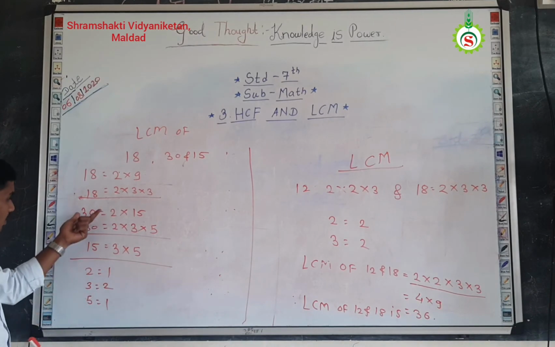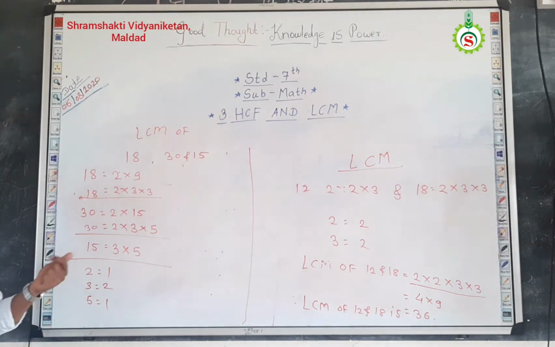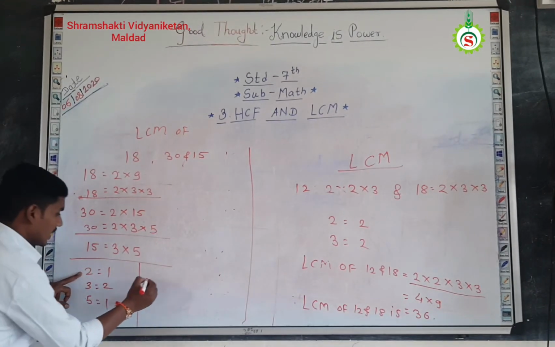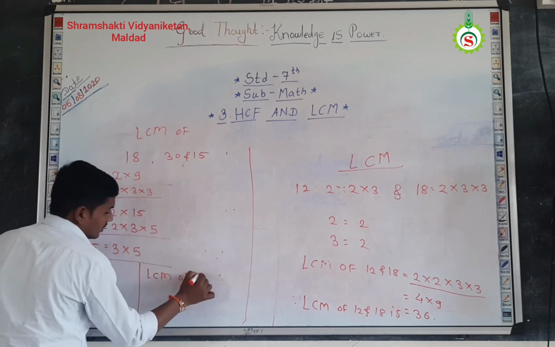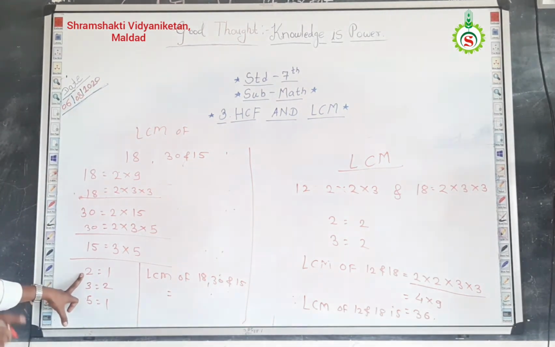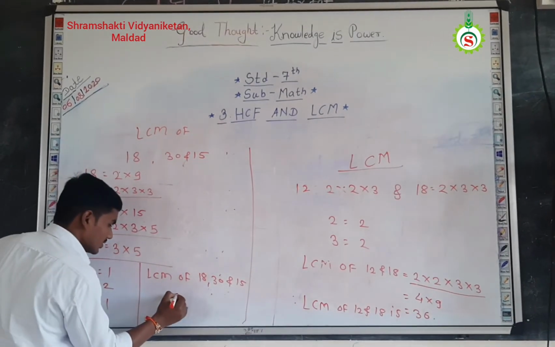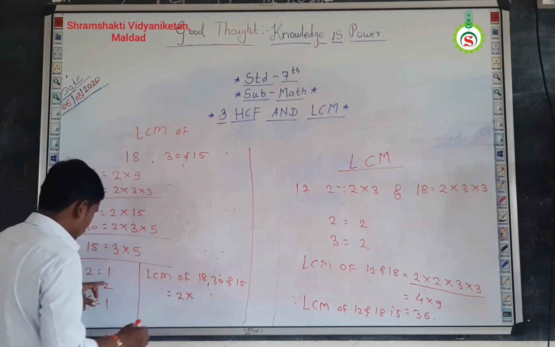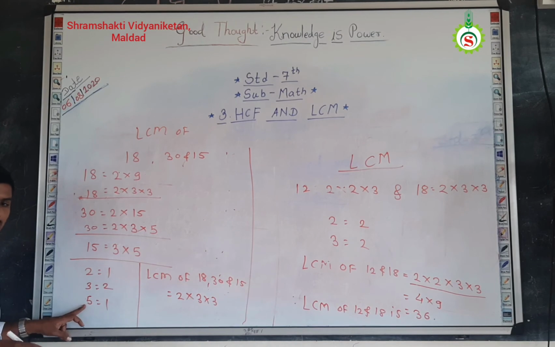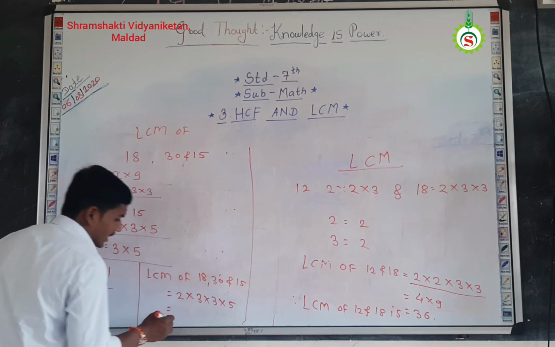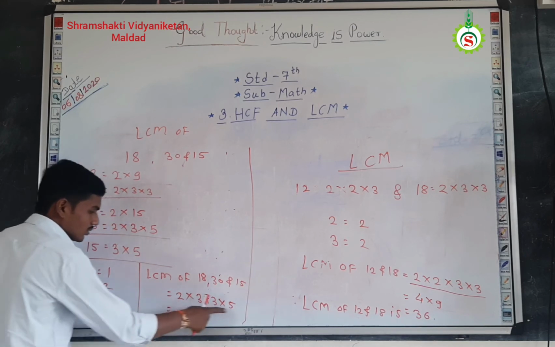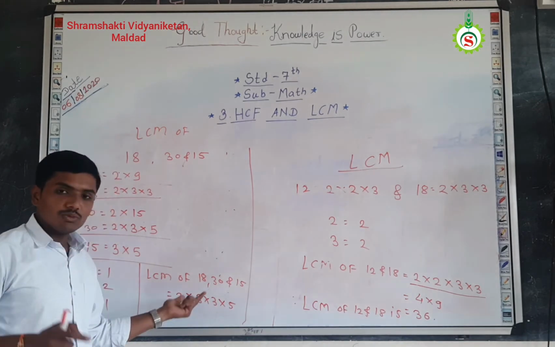What I have taken from the factors is the maximum occurrence of all the factors. At the last I will take the product of the maximum occurrences. So the LCM of 18, 30 and 15 equals the product of the maximum occurrence of all the factors. The first factor is 2, which occurs only 1 time, so I have taken it once. 3 occurs 2 times, so 3 into 3. The last factor is 5, which also occurs only 1 time, so I have taken 5 once. Simply I have to take the product of the maximum occurrence of all the factors.